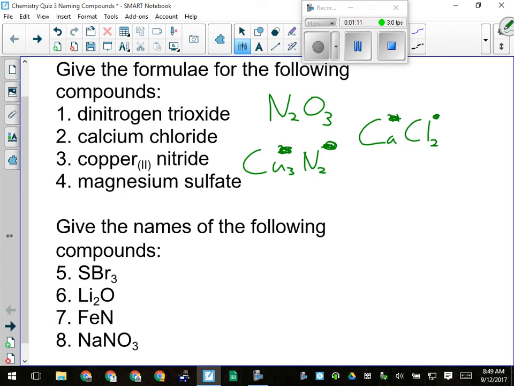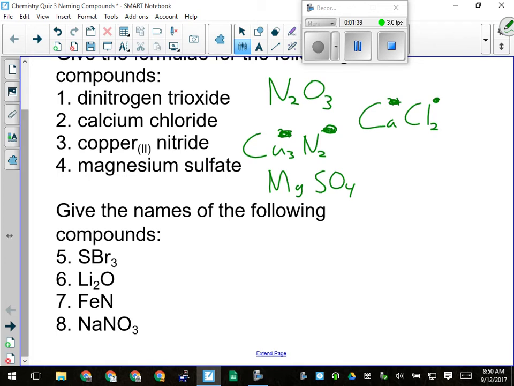Number 4, magnesium sulfate, also an ionic compound. Magnesium is Mg, and it has a charge of 2+. Sulfate is a polyatomic ion whose formula is SO4, and it has a -2 charge. What do +2 and -2 do to each other? They cancel each other out. No other numbers are required. That is your formula. Any questions on the first 4?